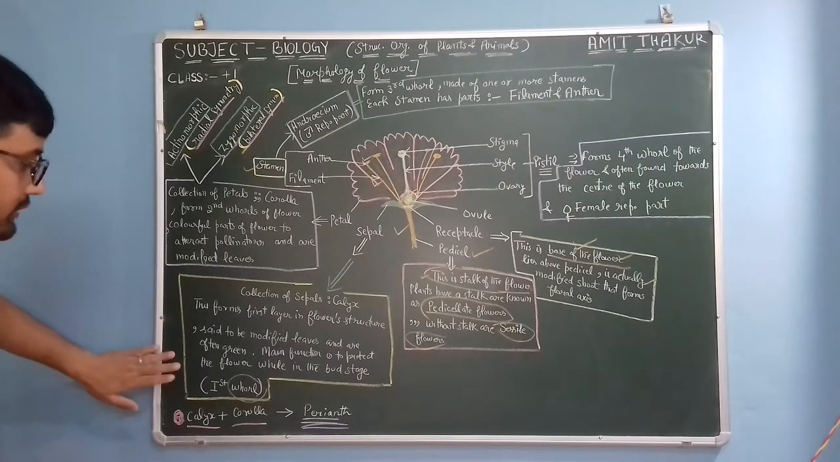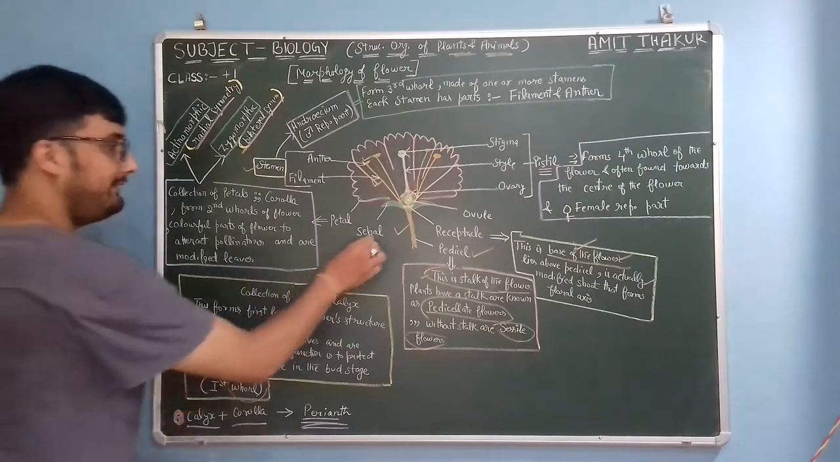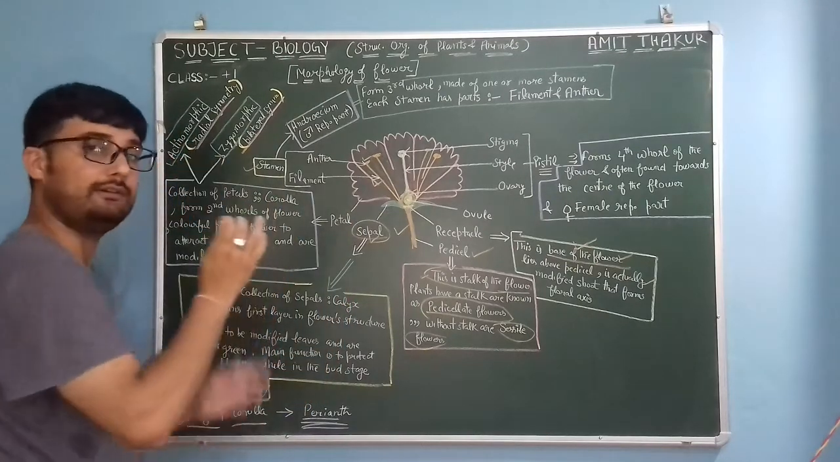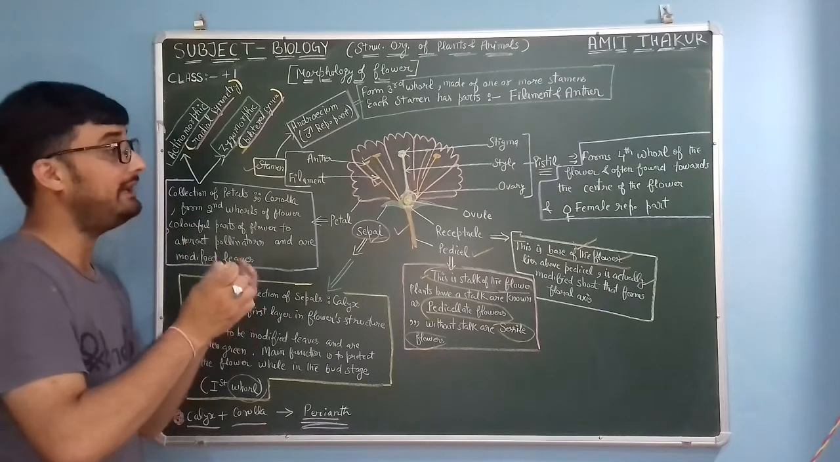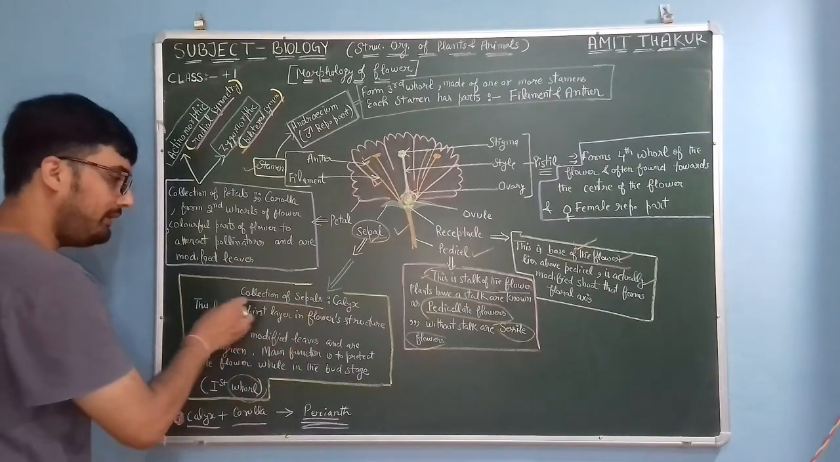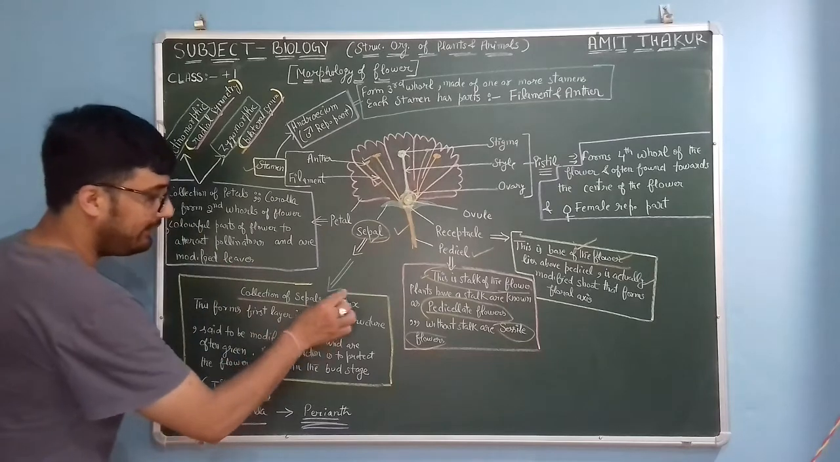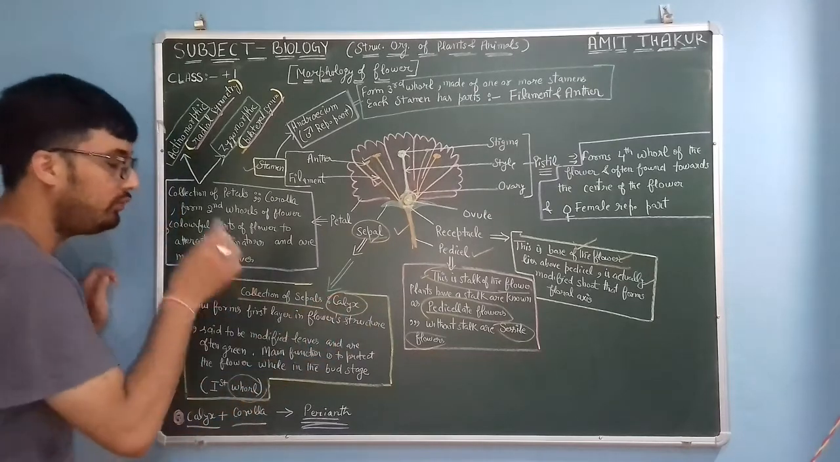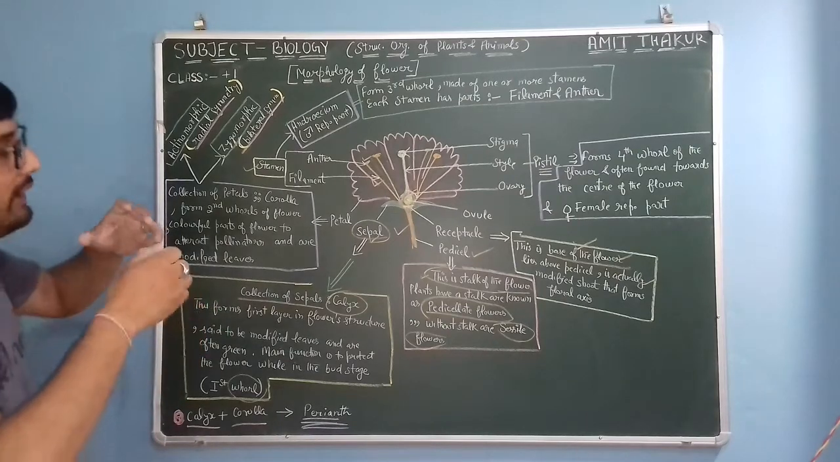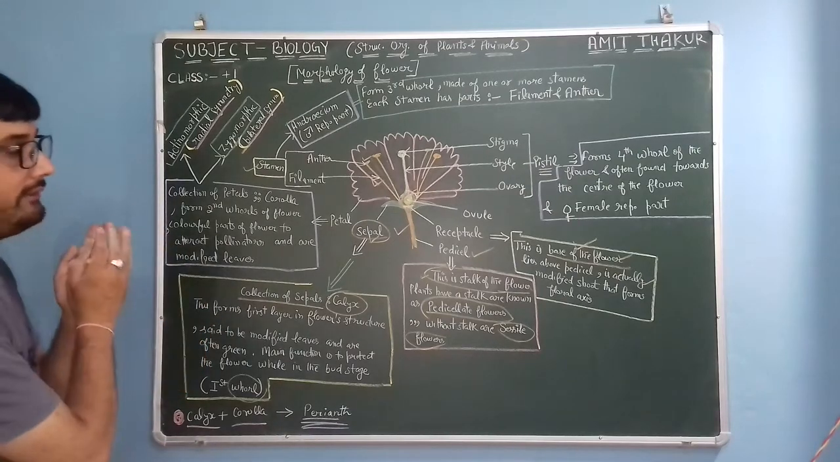Okay, the first whorl is the sepal. They look like modified leaves. They are green in color. What are sepals? Actually, a collection of sepals is known as the calyx. So the term calyx has been given to the collection of sepals.